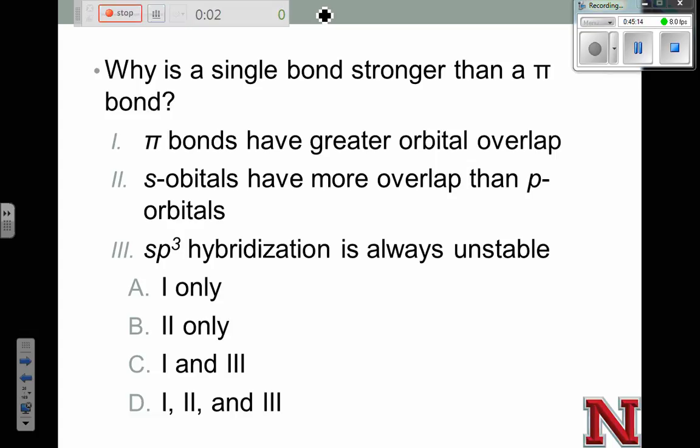This is another clicker question. So why is a single bond stronger than a pi bond? Oh, I shouldn't have put this one here because we haven't talked about hybridization yet.